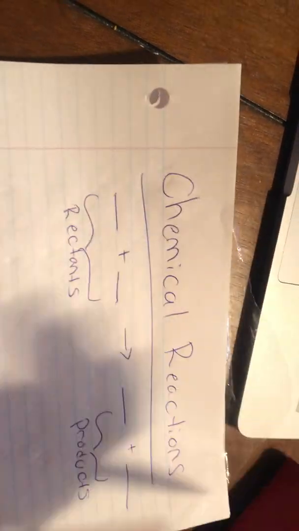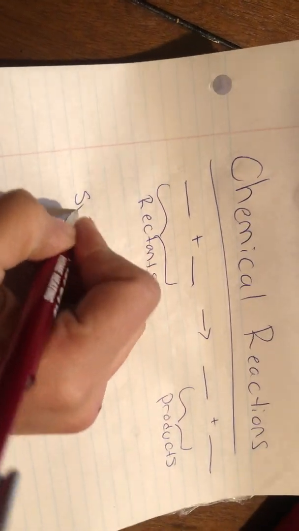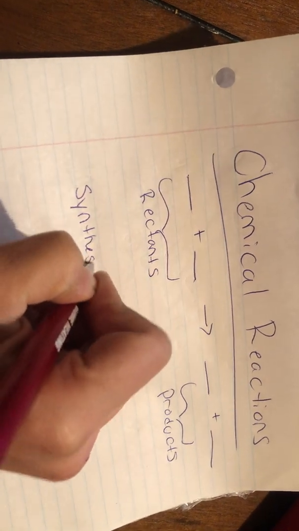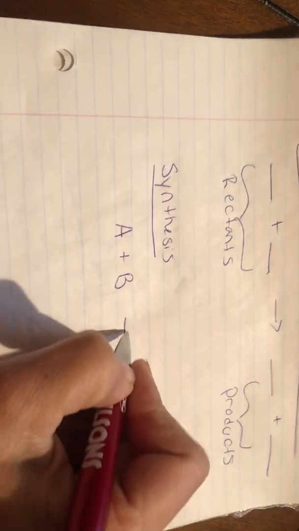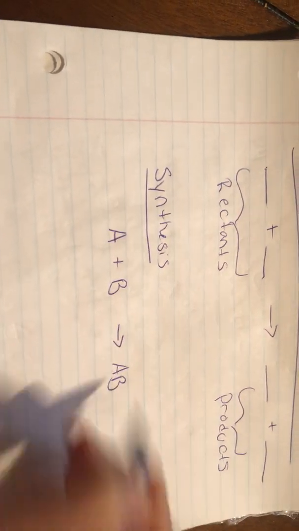So our first type of reaction is going to be a synthesis. A synthesis reaction is where two single elements come together to form a compound. So you're going to have one element plus another element, and that is going to form a compound.